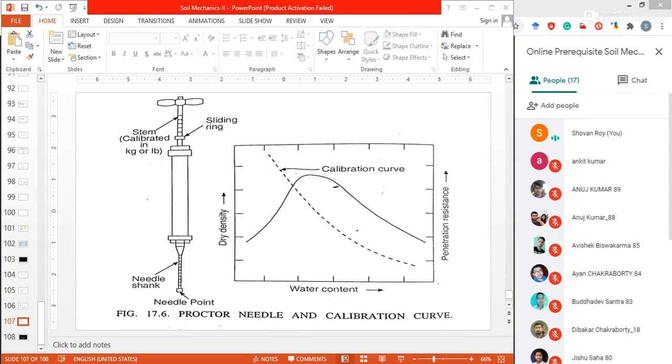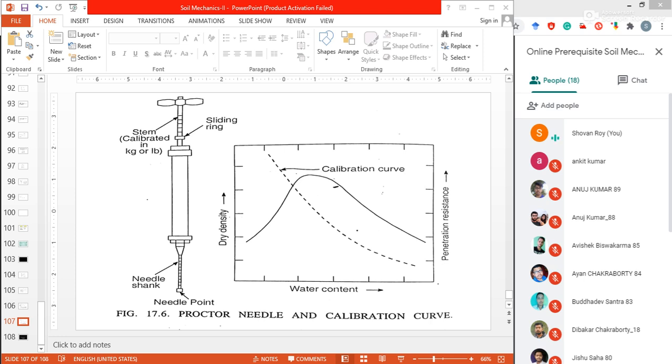So, last class we had the field compaction methods, where we have seen the number of rollers, number of vibratory instruments like rammer, and various types of rollers. So, we can compact soil for our construction purpose. Normally, every construction in civil engineering, all the structures are in contact with our earthen surface or soil.